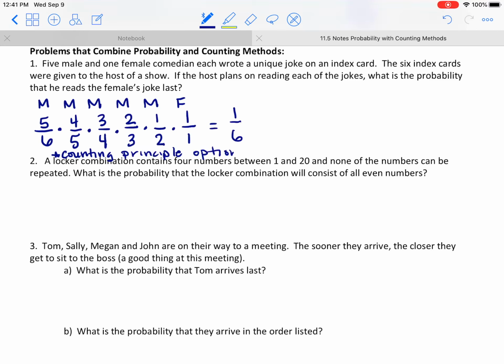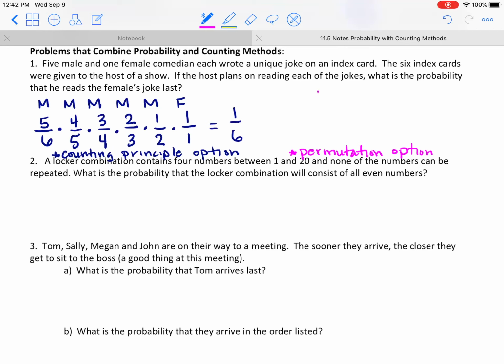Or we could use permutations. So let me show you the permutation option. Okay, so the permutation option, the top of the fraction was two different things happening.